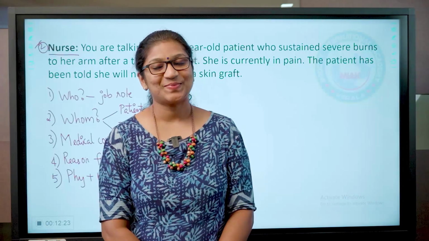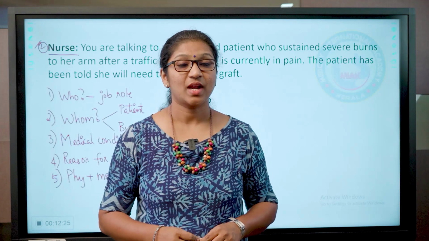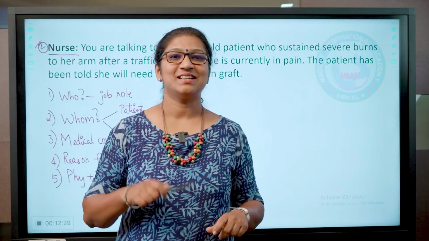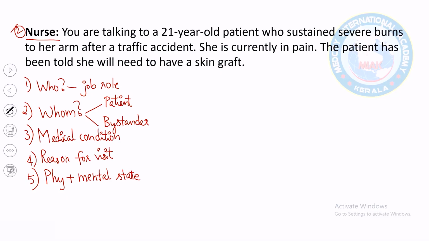Do not worry, I will explain to you in detail how you can pick out all these 5 pieces of information just from the background information. The first is who you are. Now here it clearly says you're a nurse, but sometimes it could be mentioned that you are the head nurse, in which case you would know what exactly your role is.